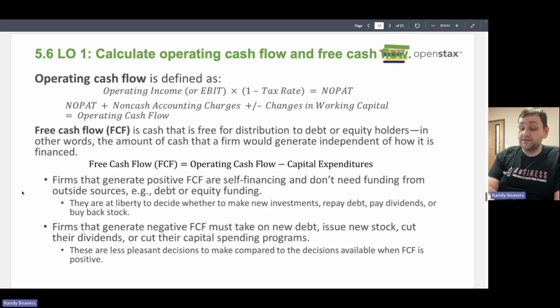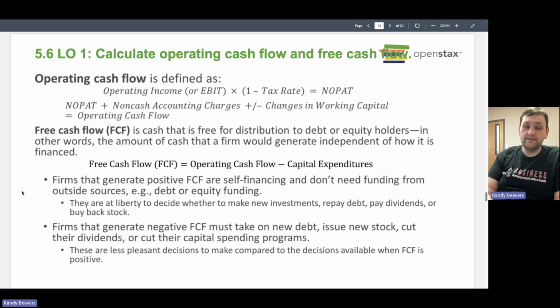So operating cash flow is going to be equal to operating income plus depreciation minus taxes plus change in working capital. Or as you see here on the screen, another way to say that would be NOPAT plus your non-cash accounting charges, which again, that's depreciation, amortization, plus or minus changes in working capital. So looking at how current assets and current liabilities shifted over time. And all that working together will give us operating cash flow.